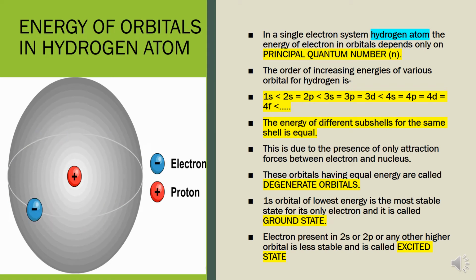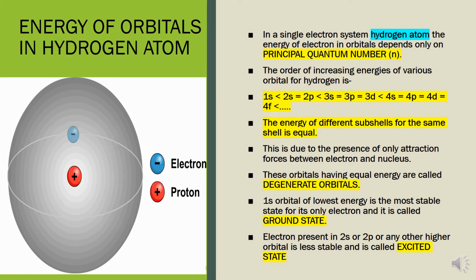As you all know, the hydrogen atom is unique in the sense that it has just one electron revolving around a proton. And in the case of hydrogen, there exists only the attraction force between the nucleus and its only electron. No repulsive forces are present here, and due to this reason, the energy of electrons in various orbitals depends only on the principal quantum number, meaning to which shell the particular orbitals belong.